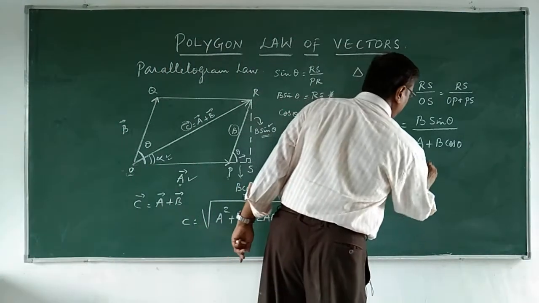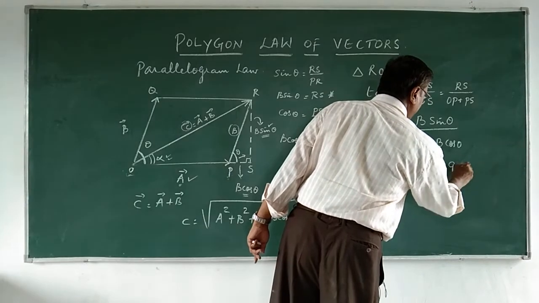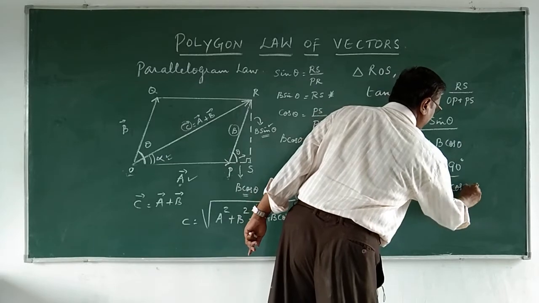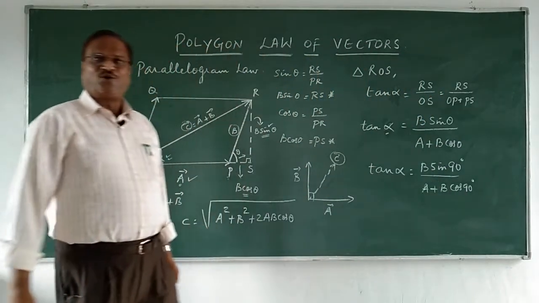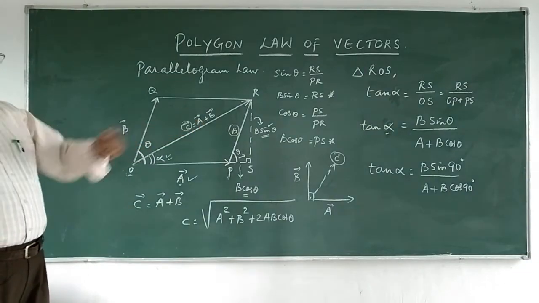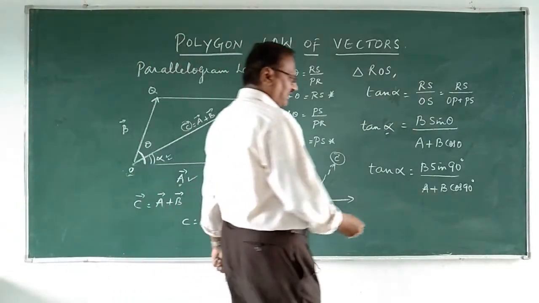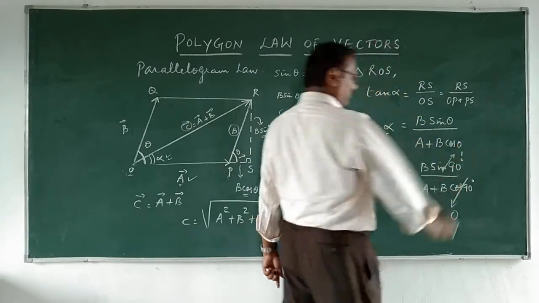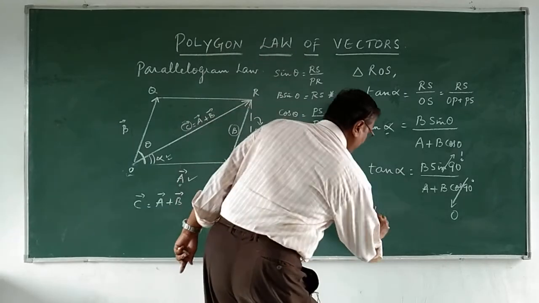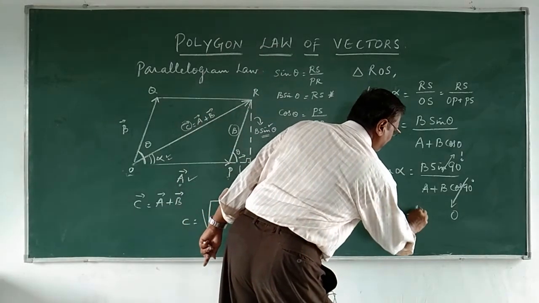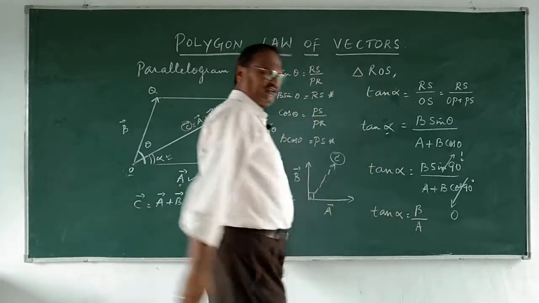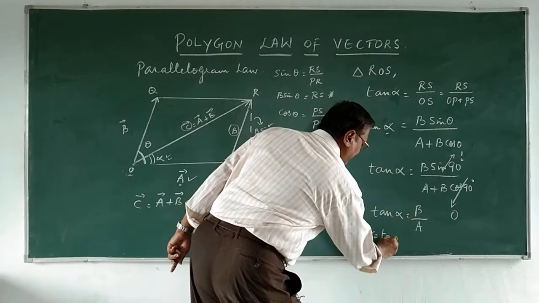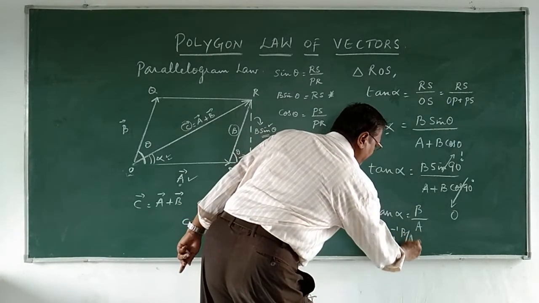So we write B sine 90 degree divided by A plus B cos 90 degree. Okay, now what we have to do? 90 degree. We know cos 90. What is cos 90? It is 0. What is sine 90? It is 1. So we know the values. So tan alpha is equal to B divided by A. Simple. B divided by A. That is nothing but alpha is equal to tan inverse of B divided by A.